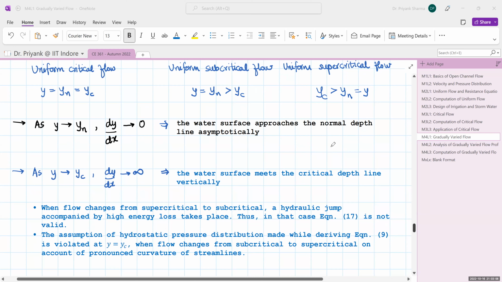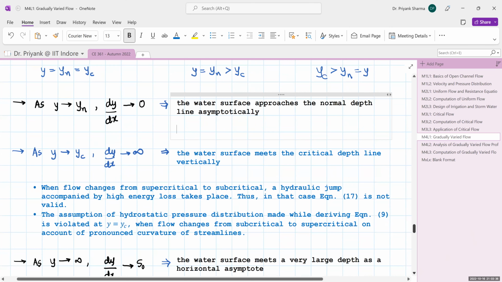So in that case where a jump formation is there, our equation 17 is no longer valid, because a hydraulic jump is a rapidly varying flow. So at that condition, the hydrostatic pressure distribution is no longer valid, and it is violated, which is our basic assumption to derive the GVF equation, and that is because of the very sharp streamlines. Okay, so that is there.